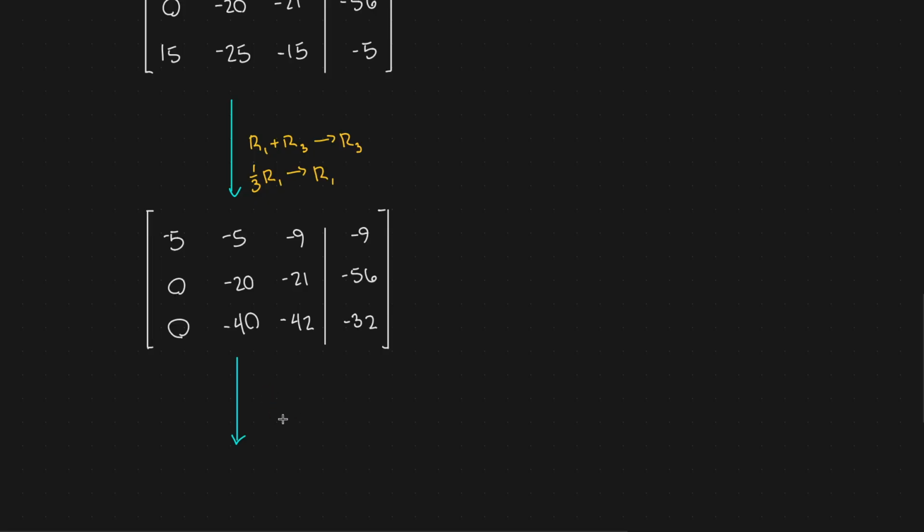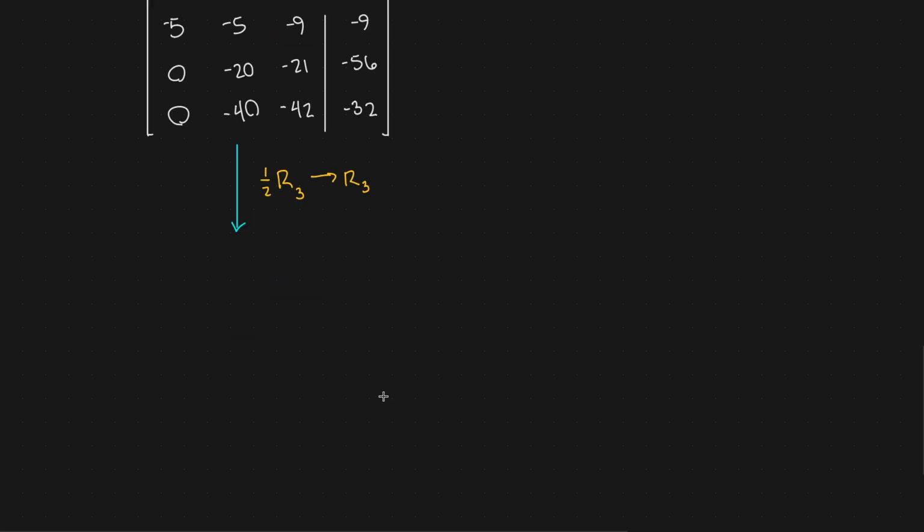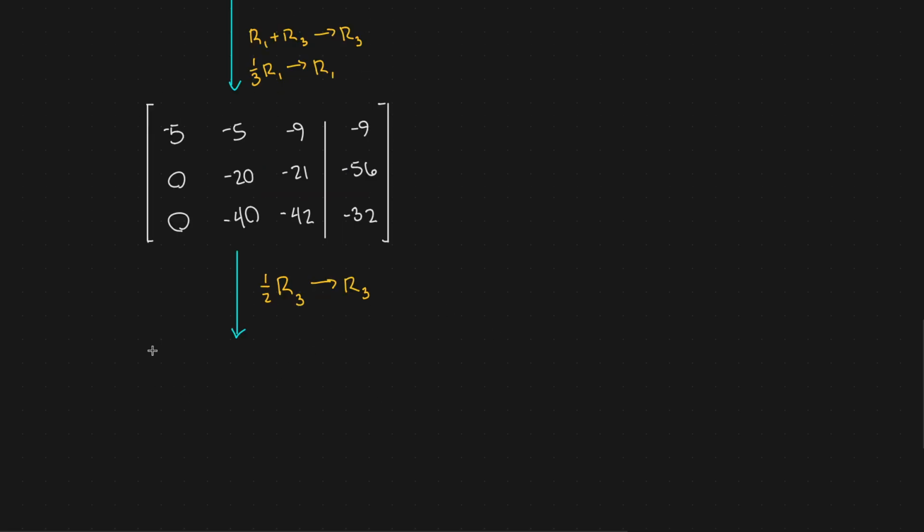But you want to try to make choices that are going to make your life easier. In this case, I know dividing by 2 is going to make the numbers smaller. So I want to divide row 3 by 2 or multiply by 1/2. Which means row 1 and row 2 stay the same. And row 3, everything's divided by 2.